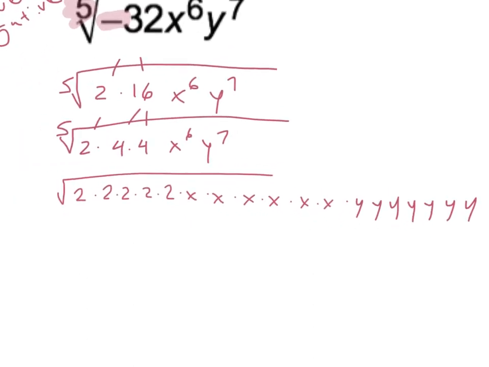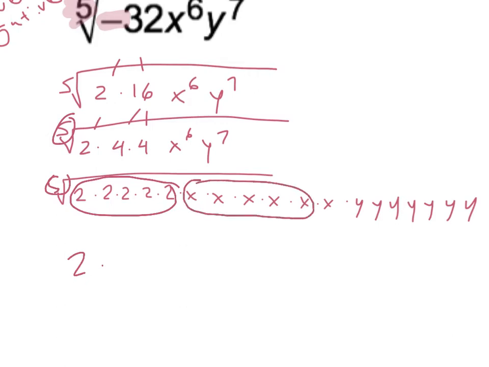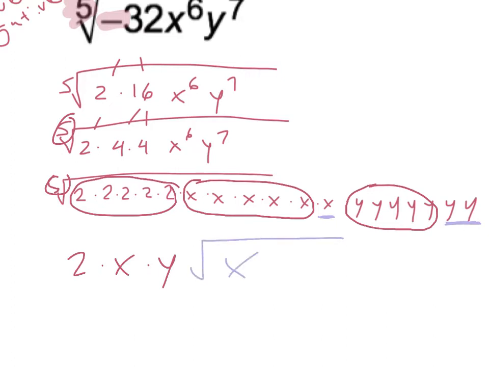So now we're going to circle our groups of 5. So we have 5 2's that we can circle and pull out. We're going to circle 5 x's. And then we're going to circle 5 y's. So on the inside, we're left with an x and 2 y's. So on the inside, we have an x times y times y.